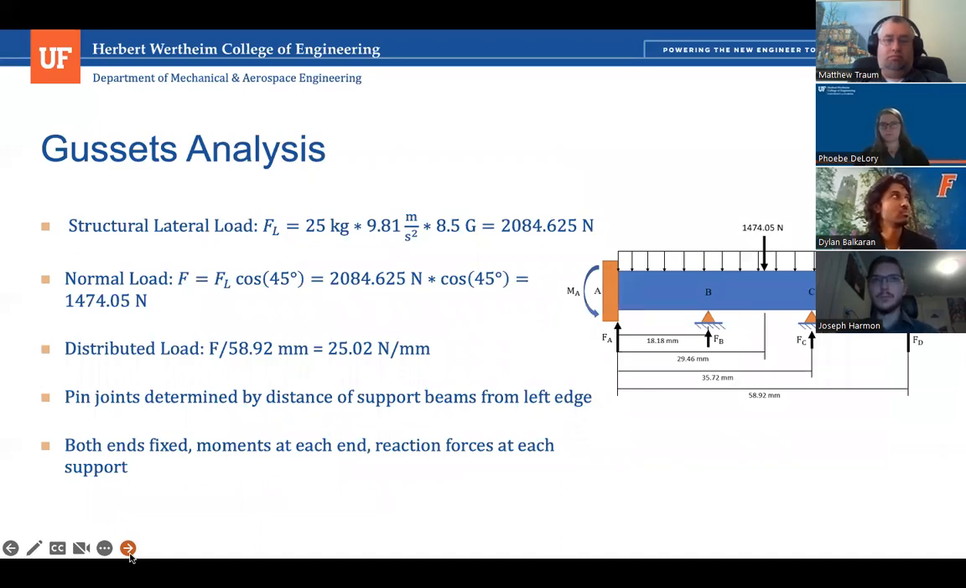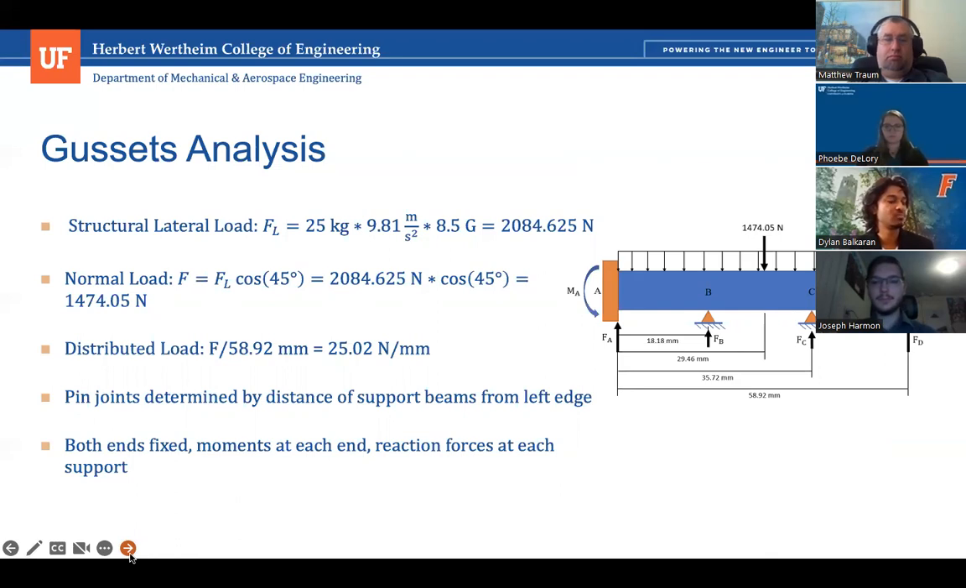For the gusset analysis, we determined that the part of the gusset that would experience the most deflection during the 8.5 G-force load was that diagonal beam section. So to determine whether or not this beam section would plastically deform during this load, we conducted a beam analysis on it with the diagram shown on the right.